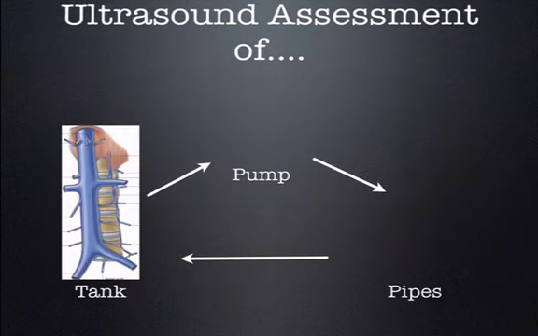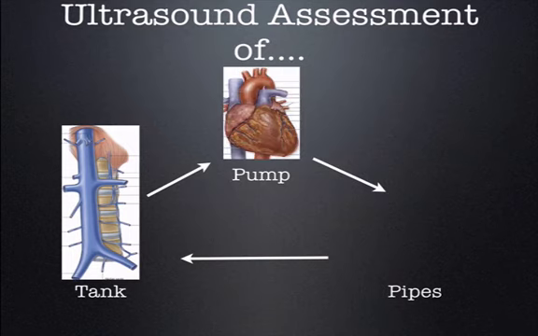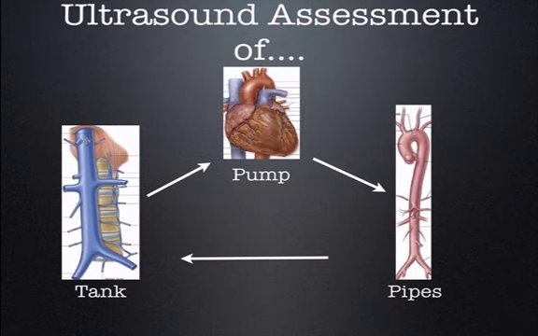All right? Now for us, the tank is going to be the inferior vena cava. The pump is going to be the heart, obviously. The pipes are going to be the aorta for the most part.